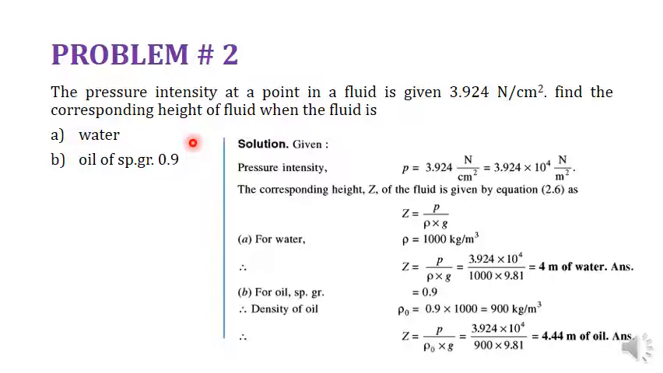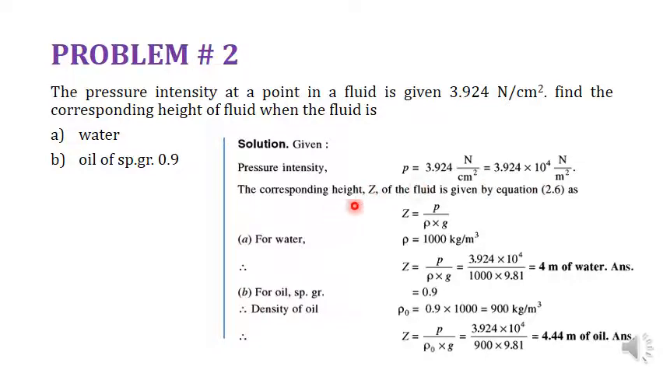In the first problem, the height, meaning pressure head, was given, and you needed to determine the pressure intensity. Now in this problem number 2, the pressure intensity is given at any point within a fluid, and you need to find out the height of the fluid, meaning the heads of the fluids, for water and for oil of specific gravity 0.9. So one by one we can use the hydrostatic law with the pressure intensity given, 3.924 Newton per centimeter square. In the SI system it will be 3.924 into 10 raised to power 4 Newton per meter square.